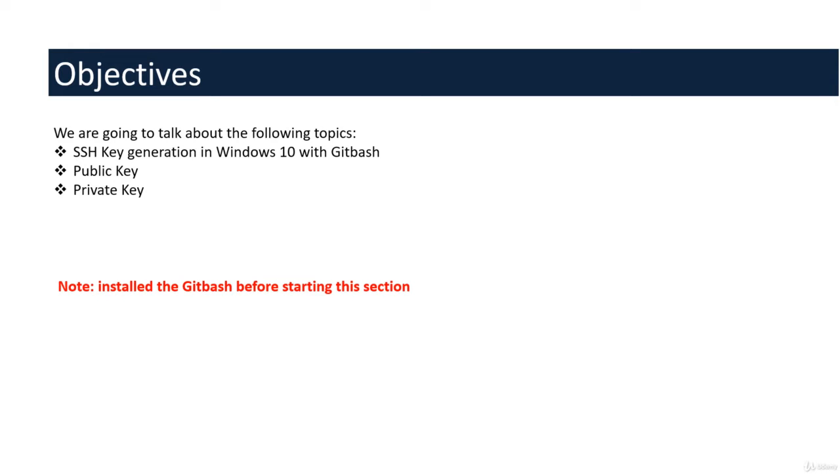Hello and welcome. In this lecture, we are going to talk about the following topics: SSH key generation in Windows 10 with Git Bash, public key, private key. Note: install Git Bash before starting these sections, or follow that in the previous lecture. So let's go and do what we need.